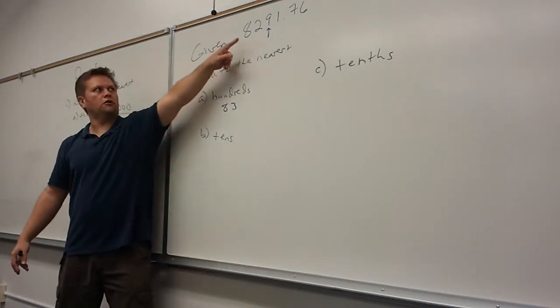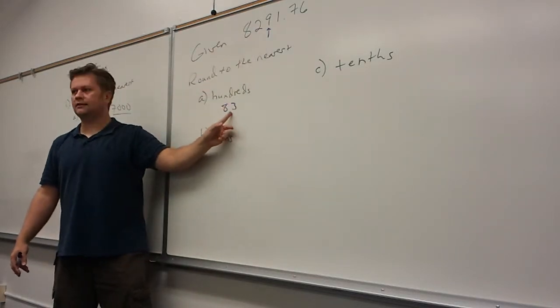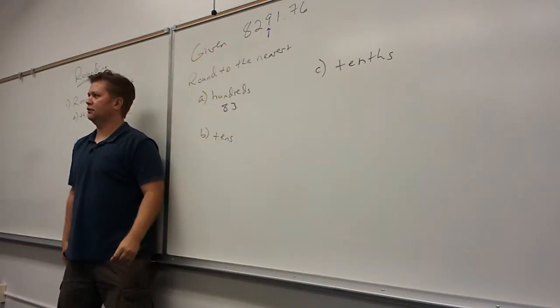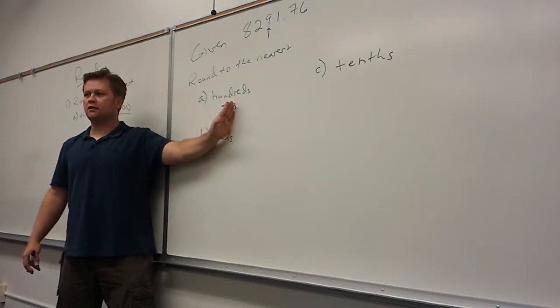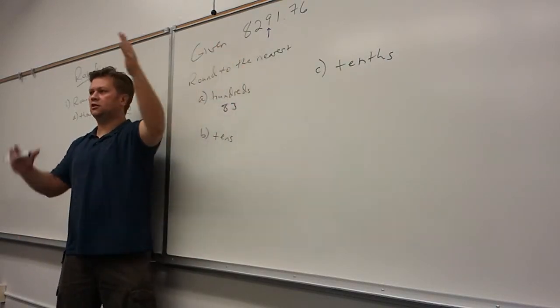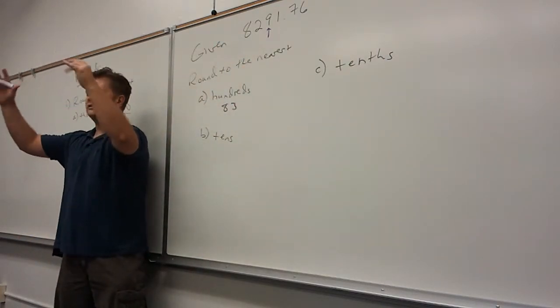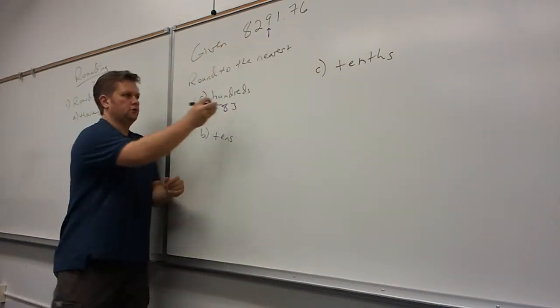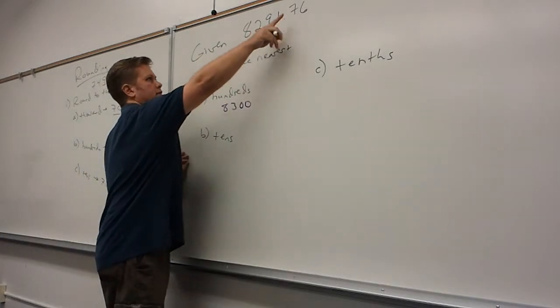They focus totally on making the 2 a 3, and they forget that 8291.76 is not close to 83. They focus so much on making that a 3, they forget it's got to still be essentially the same number, right? It's 8,000 something. It better still be 8,000 something. So it still has to be 8,300. You just make everything else zeros.